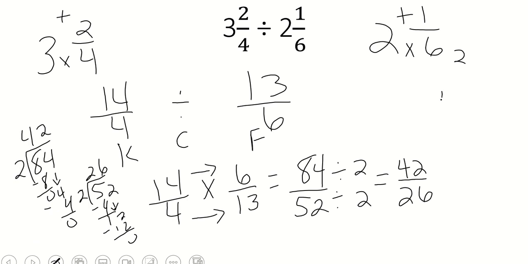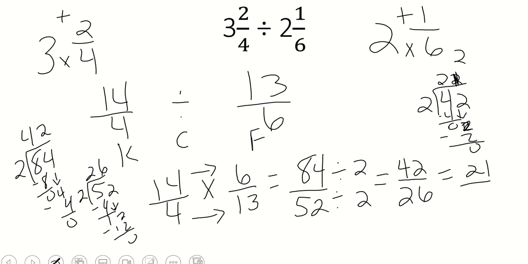Okay, 42 divided by 2. 2 goes into 4 2 times. Bring down my 2. Goes in 1 time. Oops, sorry. Wrote that wrong. All right, so now I have 21.